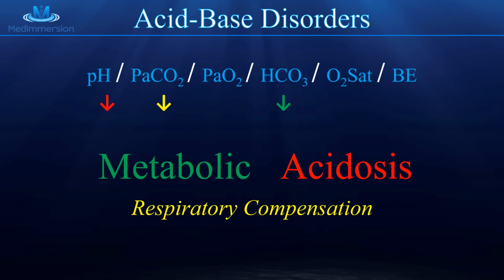Also, for the respiratory problems, the pH arrow and the other two are going to be pointing in opposite directions. That will be a respiratory alkalosis or acidosis. Pretty easy. All right, so that's just a little pointer to help you speed up a little bit.